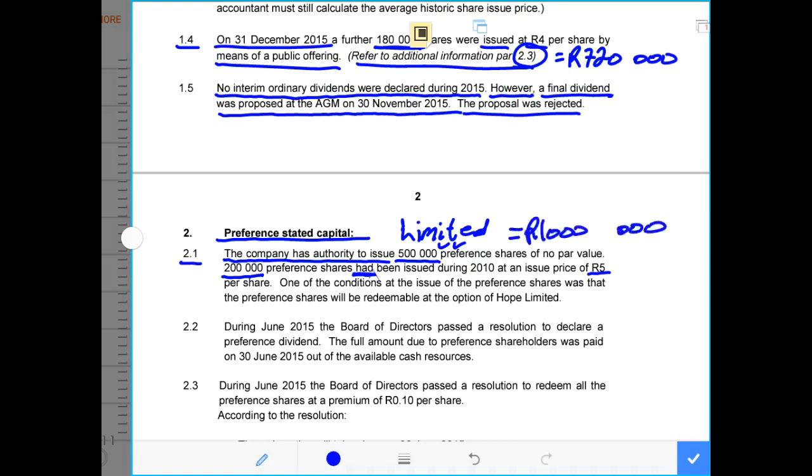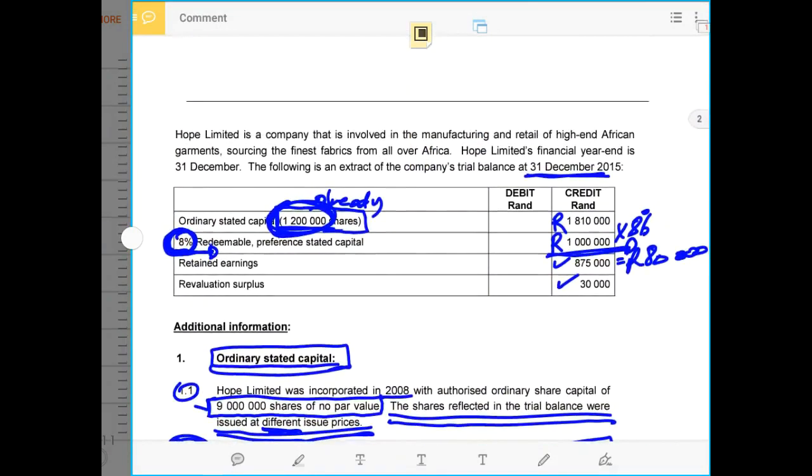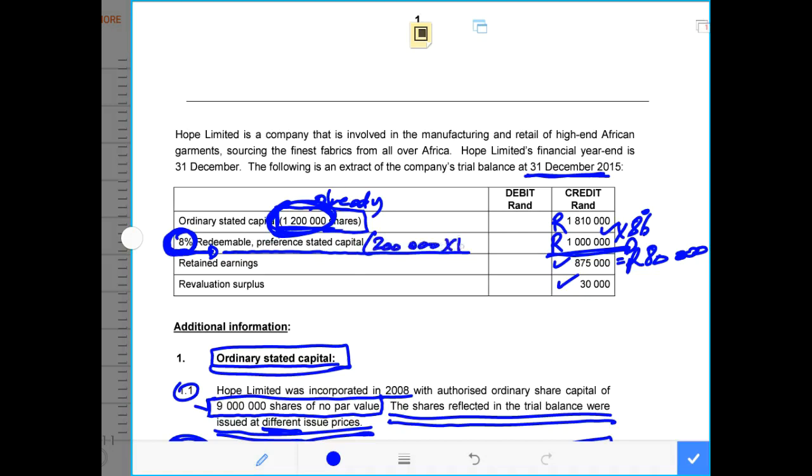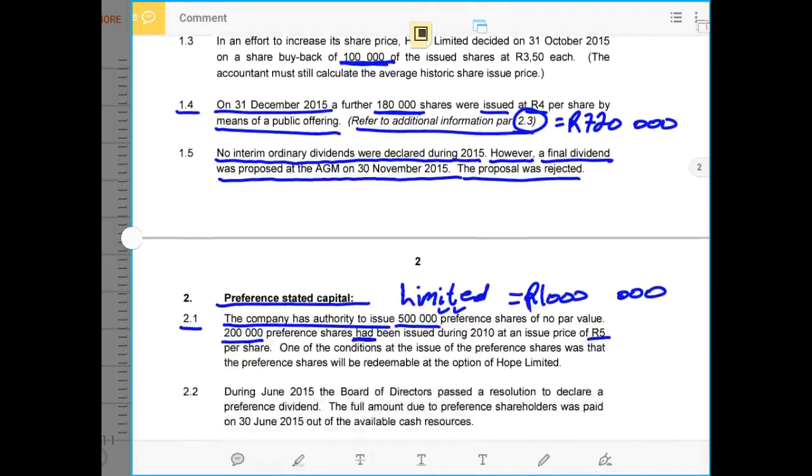Let us check in our trial balance if we have 1 million rand showing that preference shares were issued to a total of 1 million rands. Here is our 8% redeemable preference stated capital. It is honestly R1 million. That means the R1 million that we see here was the issue of 200,000 shares times the price of R5, and that gave us R1 million.